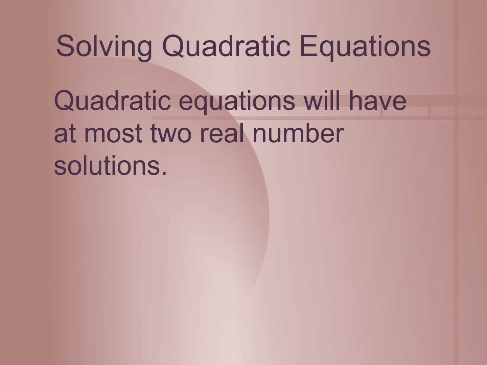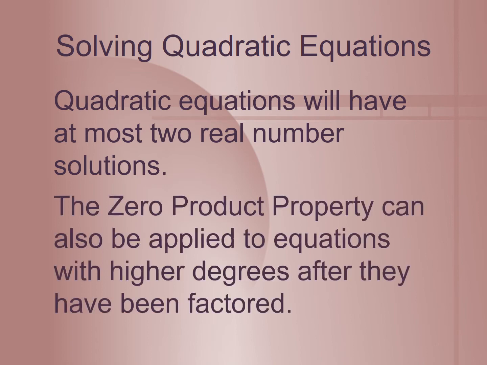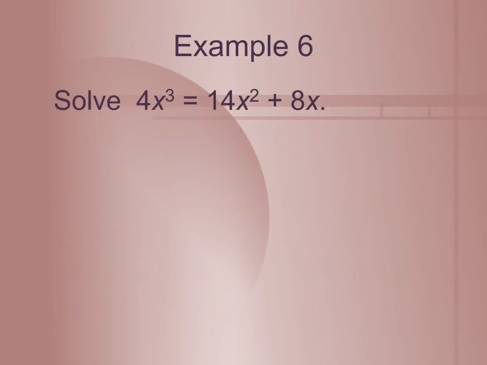Okay, so quadratic equations will have at most 2 real number solutions. Now it's possible that they only have 1 real solution, but at most they'll have 2. The zero product property can also be applied to equations with higher degrees after they have been factored. So here's an example where it is not a quadratic, it's a degree 3 polynomial. So it's not quadratic, but we can still use the zero product property.